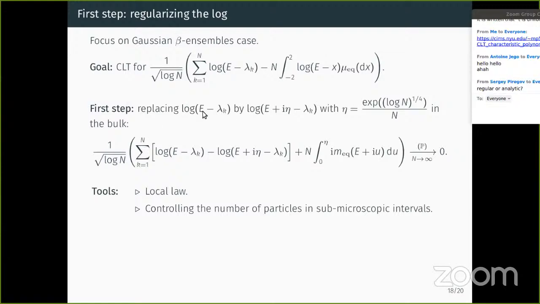We want to replace the logarithm by the logarithm taken at a point slightly above the axis. So by doing this, this function, taken as a function of lambda, is now slightly smoother. At scale 1 over n, it's smooth. So what is eta? Eta is just something not too big over n, slightly more than 1 over n. That's what we need. So in the bulk, of course; close to the edge, you have to adapt, this has to be always slightly larger than the distance between particles. Okay, then we can prove that we can replace the log of e minus lambda k by the log of e plus i eta minus lambda k.